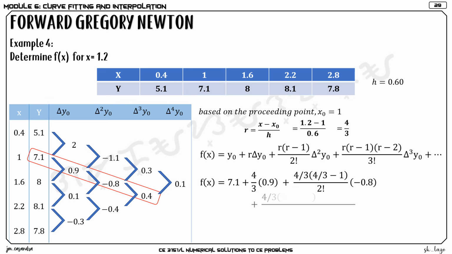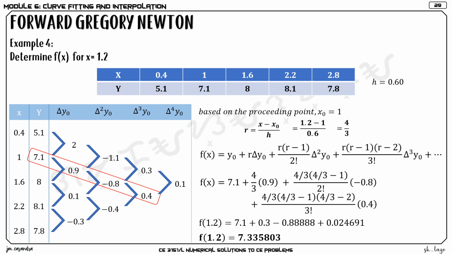So substituting these values and r in our equation for forward Gregory Newton, we will have f of x is equal to 7.1 plus 4 over 3 times 0.9 plus 4 over 3 times (4 over 3 minus 1) all over 2 factorial times negative 0.8 plus 4 over 3 times (4 over 3 minus 1) times (4 over 3 minus 2) all over 3 factorial times 0.4, which will give us now a value of the function of 1.2 is equal to 7.335803.